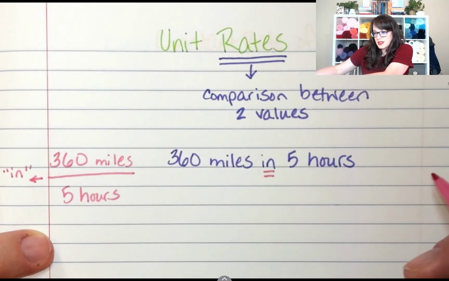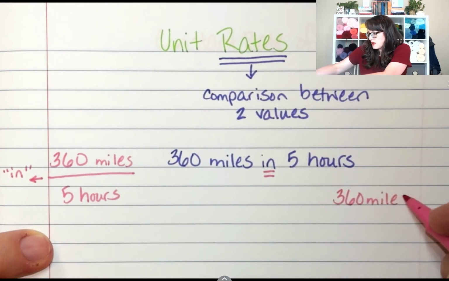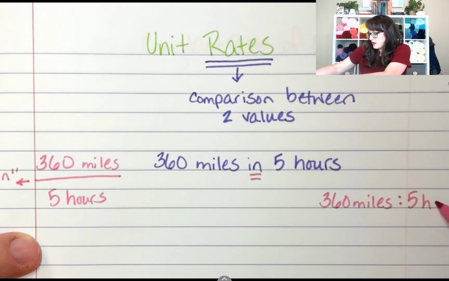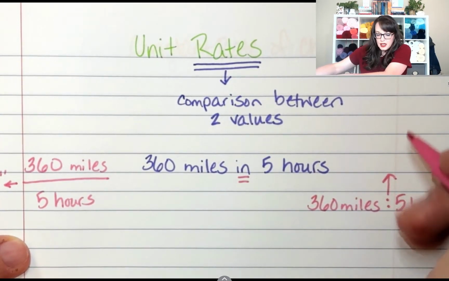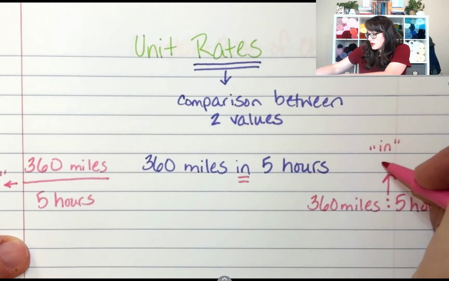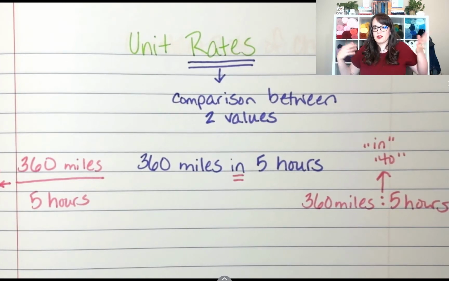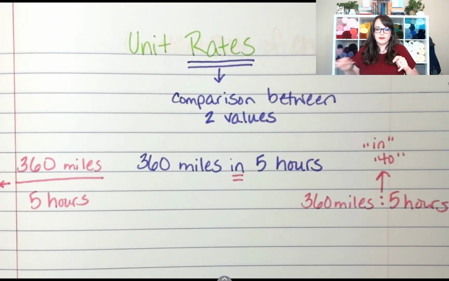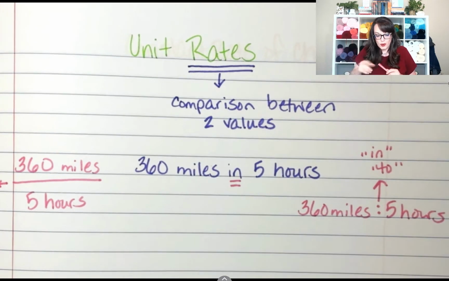You can also write them side to side, like 360 miles, and then colon, 5 hours. And in this one, this colon, you would say "in" or "to." So you might say there's 360 miles to every 5 hours. Nobody says that, but you could hear that. These are ratios. These are rates. We're comparing miles to hours.